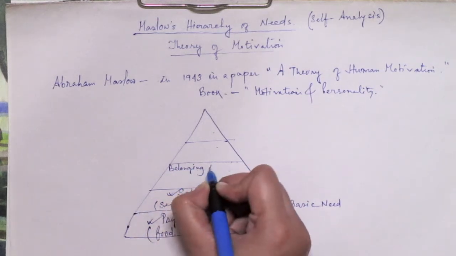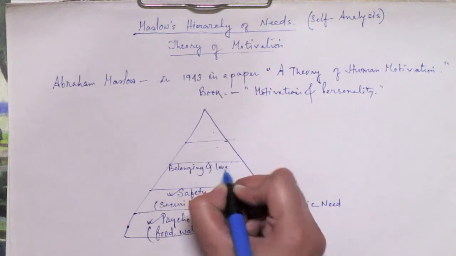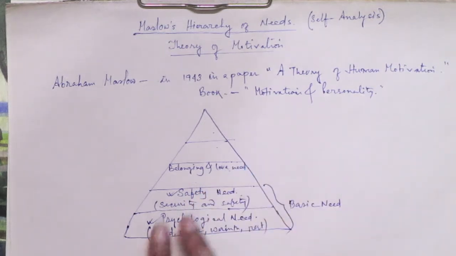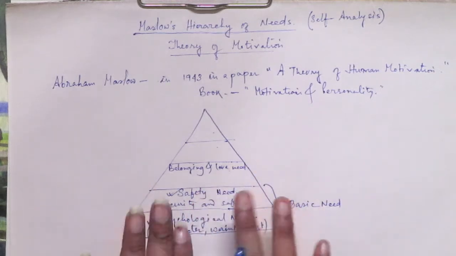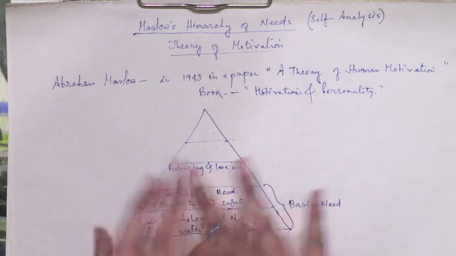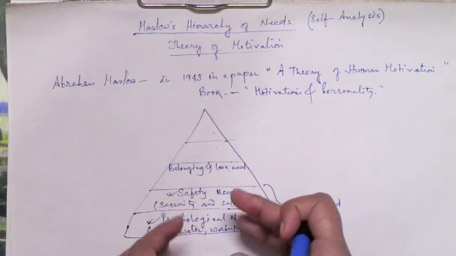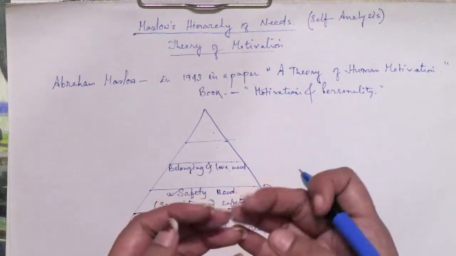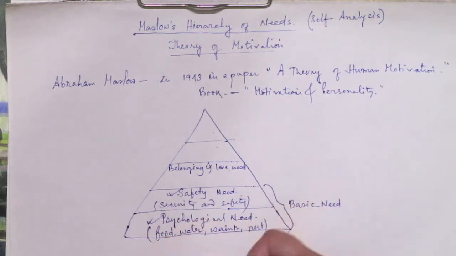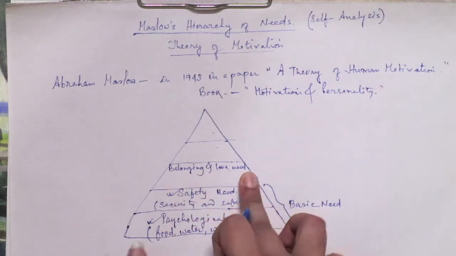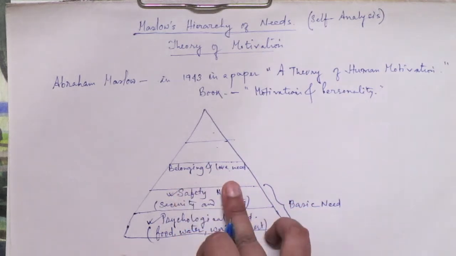Belonging and love need. Once we get food, shelter, water, rest, safety, security, everything, we need some relationships, some friendships, some society to live in, where we will get respect, we will give respect, we will get love, affection, and we can give love and affection to others. So this type of need is called belonging and love needs.